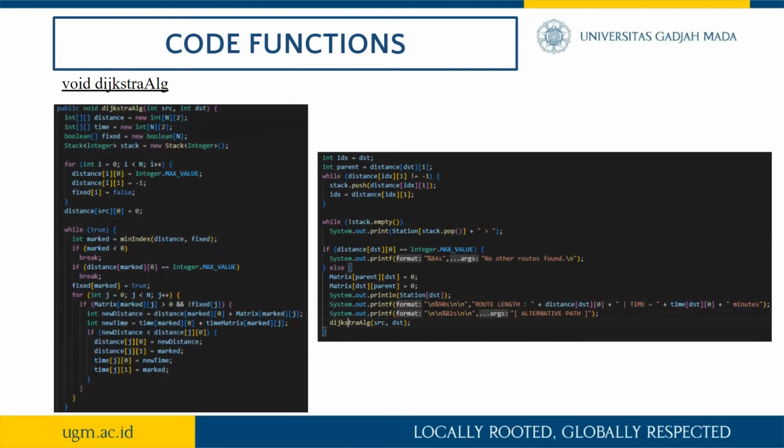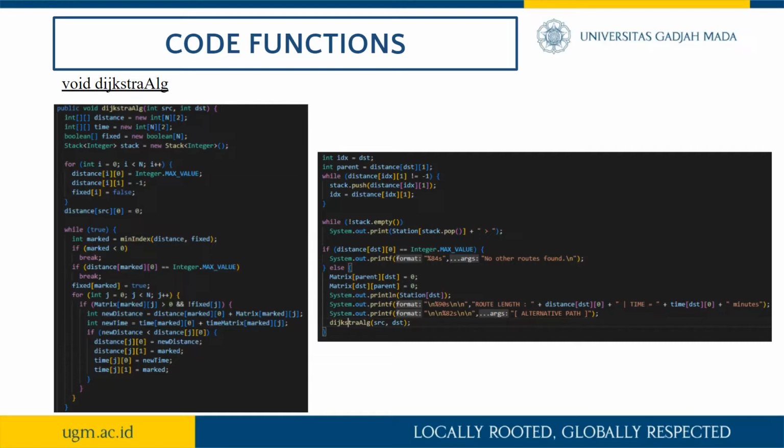The next function is called dijkstraAlg. This is a function that implements Dijkstra's shortest path algorithm for a graph represented using an adjacency matrix. The algorithm is called recursively to print multiple paths. The first iteration prints the shortest path, and the next iterations print the alternative paths by deleting the edge that connects the destination and its parent of the previous path.